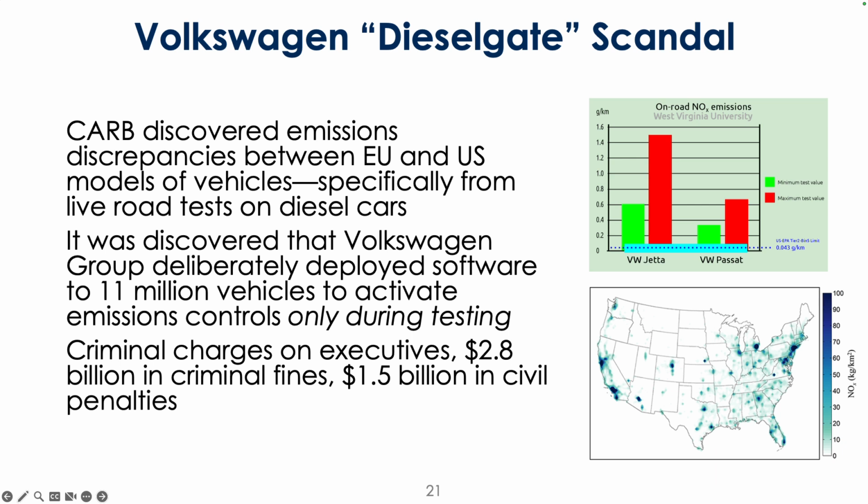And so the emission controls would get activated only when the vehicle was getting tested, and that software was widely deployed to vehicles that Volkswagen was selling. And that allowed them to reduce in the test cycles the amount of emissions that were happening. But then as soon as those vehicles were on the road and not driving on the test cycles, all of those emission controls would be deactivated, so that people could have better vehicle performance.